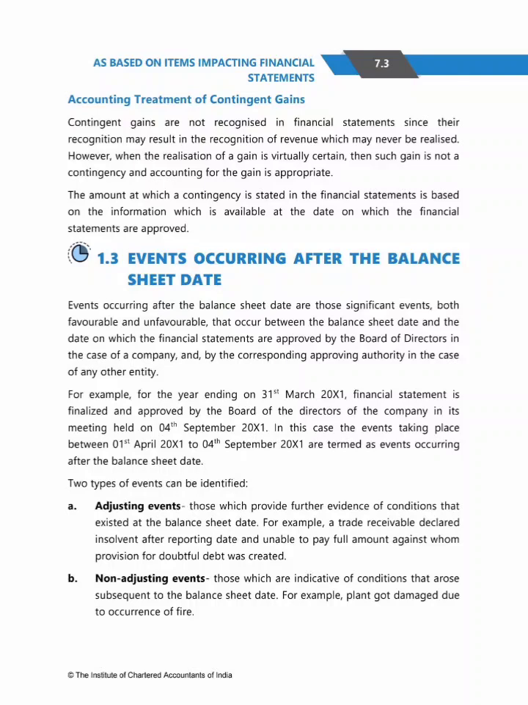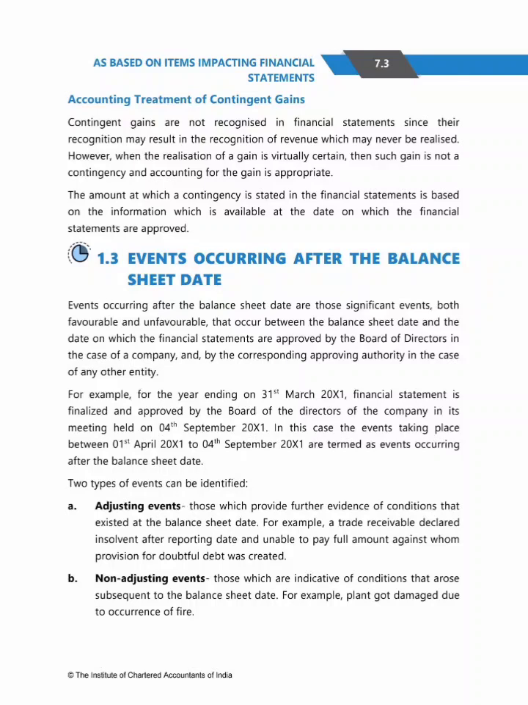If it is an adjusting event, we will adjust those events in the financial statements. If it is a non-adjusting event, we won't adjust anything in the financial statements. For an event to be an adjusting event, there should be a condition that existed on the balance sheet date. In our example, our balance sheet date is 31st March 2025, right? So, some condition should have existed on that balance sheet date to treat this event as an adjusting event. Let us discuss with an example.